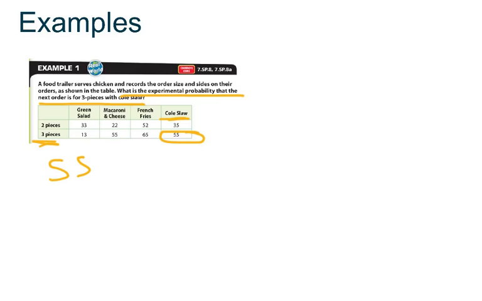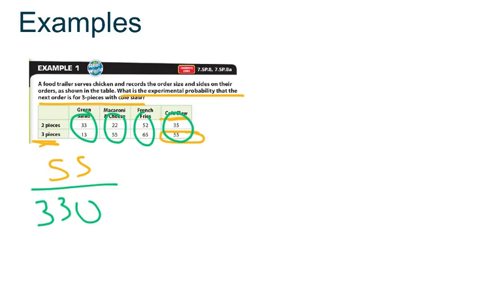Now, what we have to do is all the tedious work of adding up all of these numbers. So 33 plus 13 plus 22 plus 55 plus 52 plus 65 plus 35 plus 55. And what that happens to be is 330. So again, I got 330 by adding all those numbers up.